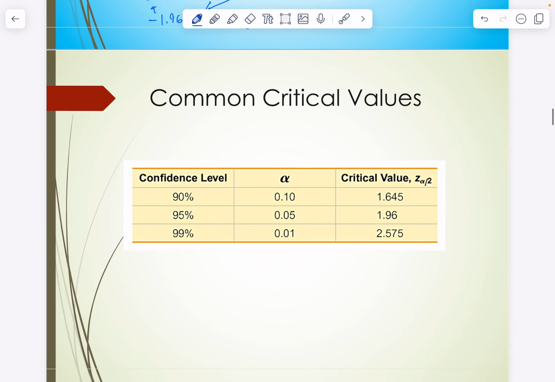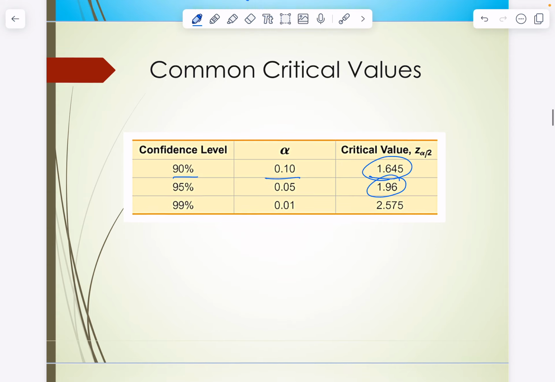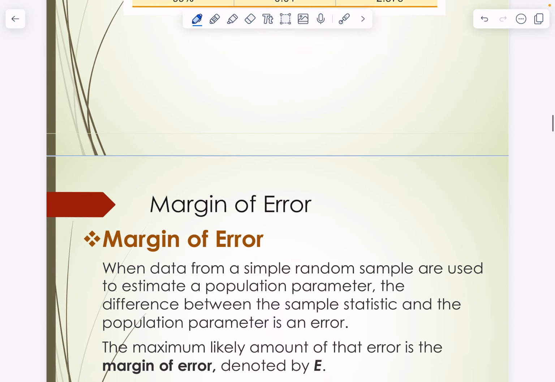Here are the common critical values. For a 90% confidence interval, when alpha equals 0.1, it is 1.645. 95% is what we found, 1.96, and you can see 99%.